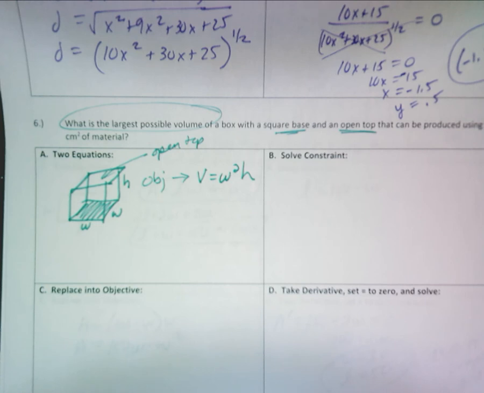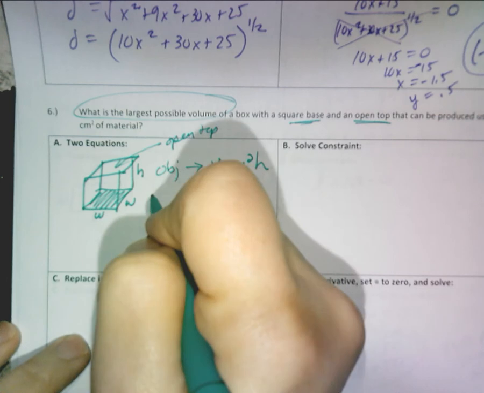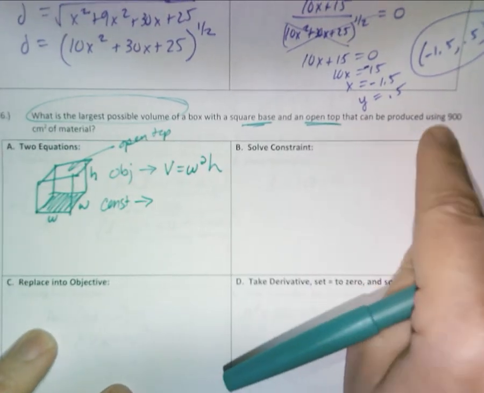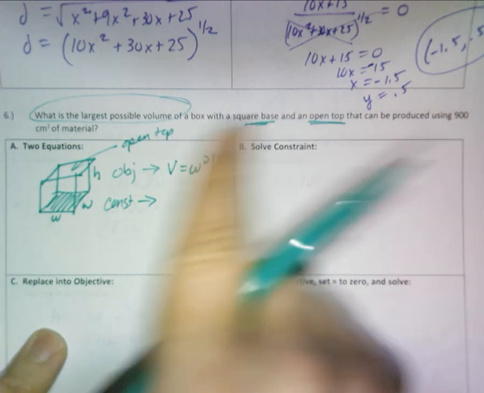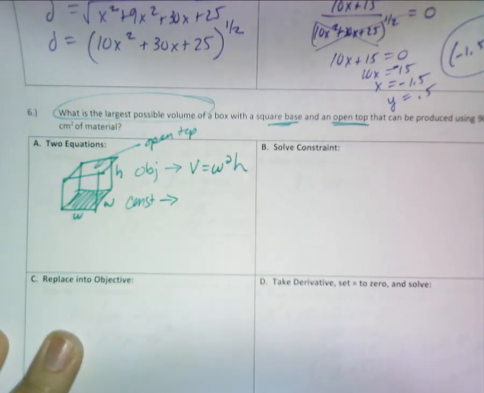Okay. So now what is our constraint? Well, let's again read what we got. We're producing something with 900 centimeters squared of material. Anytime something is squared, what am I talking about?